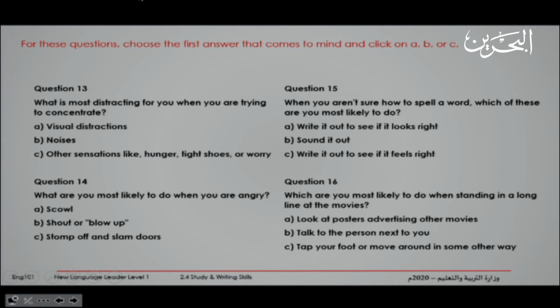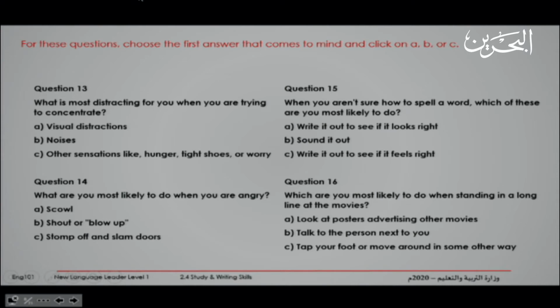Question 13. What is most distracting for you when you're trying to concentrate? Visual distractions, noises, other sensations like hunger, tight shoes, or worry? Question 14. What are you most likely to do when you are angry? Scowl, shout or blow up, stomp off and slam doors.